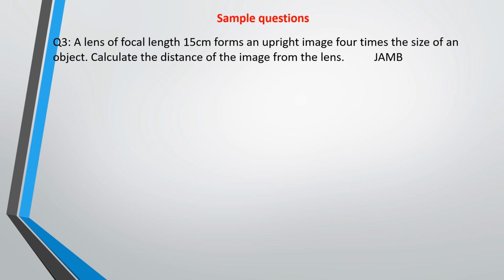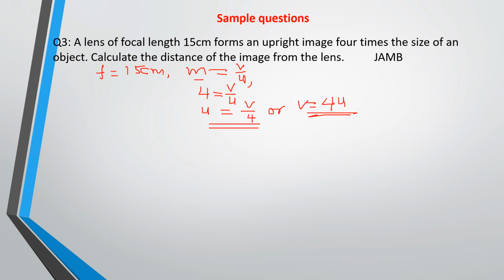So in this particular question, focal length is given to us to be what? 15 centimeters. Any problem you want to solve in physics, you must bring out what you are given so that you know what you are trying to solve. Then you are also given that the magnification is 4 times. We know that magnification is equal to V over U. So the magnification that is given to you now is 4. So 4 is equal to V over U, and U is equal to V over 4, or you can also write that V is equal to 4U, as the case may be. So you can have these two variations of this equation from here, because here you are asked to find the distance of the image from the lens.